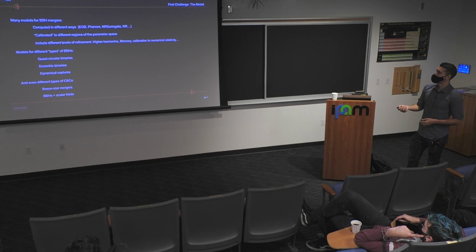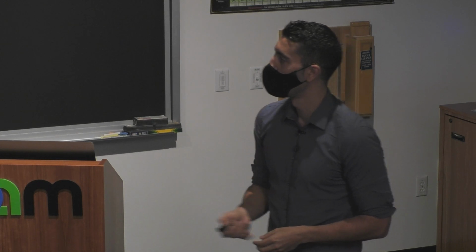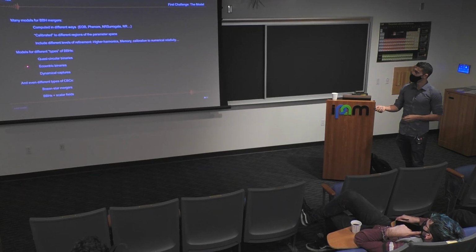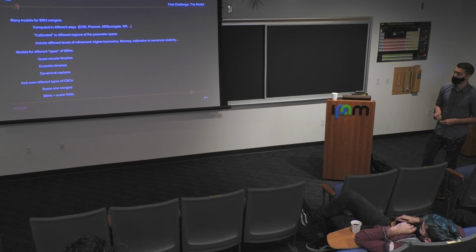These models can also exist for different types of sources. For instance, the vanilla ones that we always use initially within the LIGO and Virgo collaborations are these models for quasi-circular binaries, because these have been developed for many years, and we have a good coverage of the parameter space. Now we're starting to have more and more models that include eccentricity, and we have even models for dynamical captures.